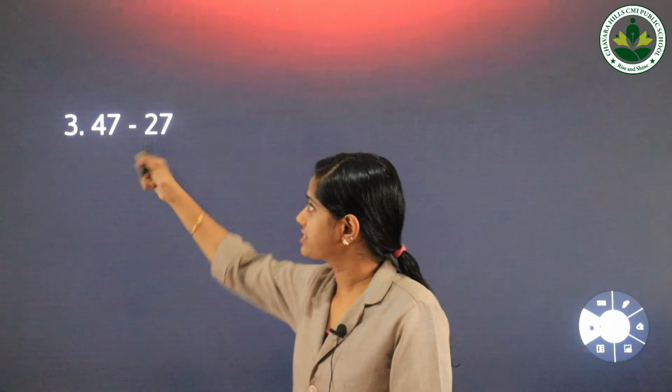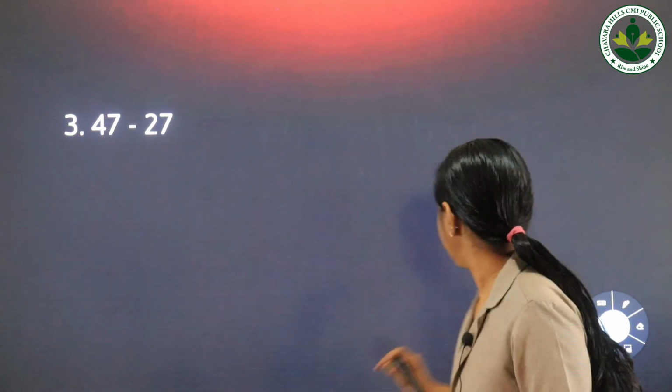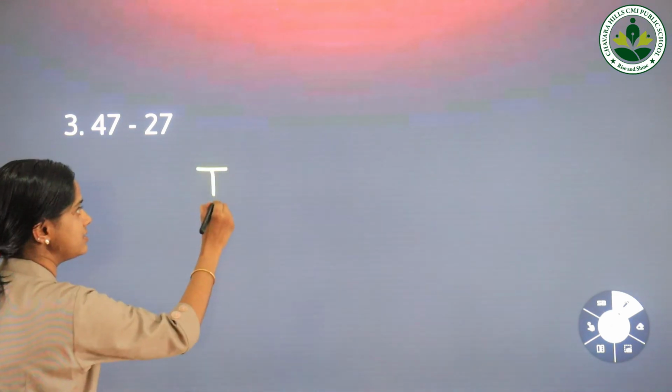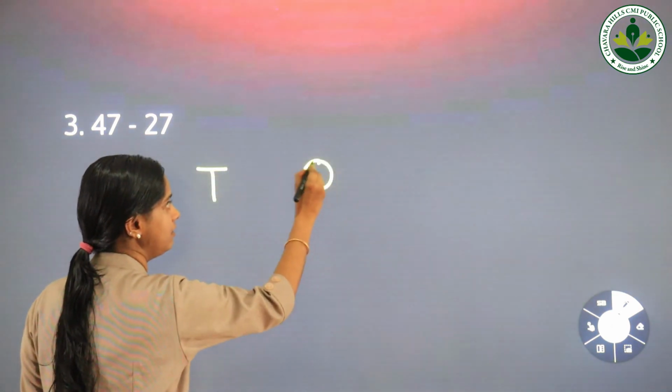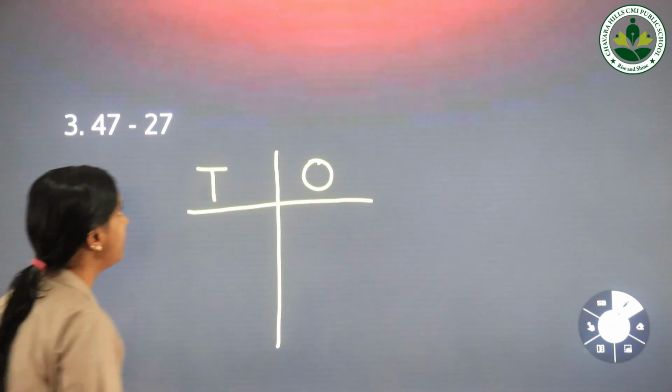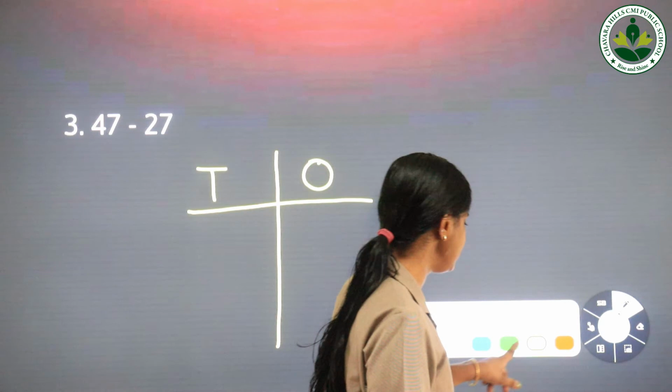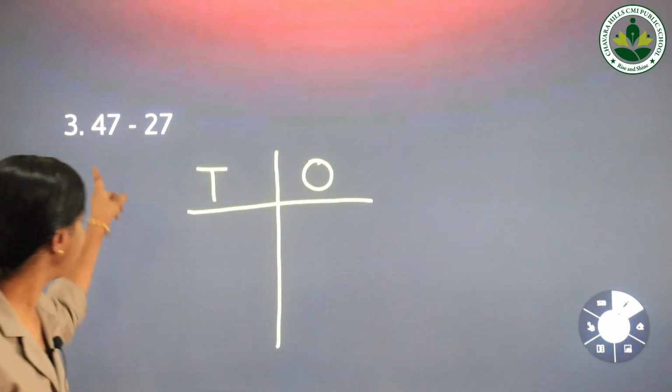Another example. Find 47 minus 27. We can subtract 27 from 47 by arranging these numbers vertically according to their place values. So first we draw the place value chart, tens and ones column. Next step, arrange these numbers according to their place values.